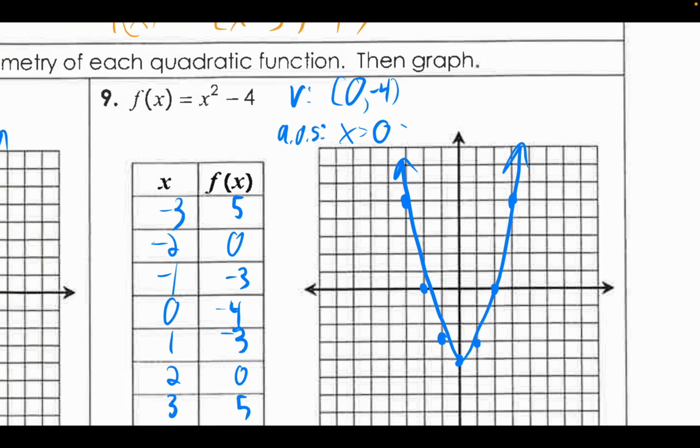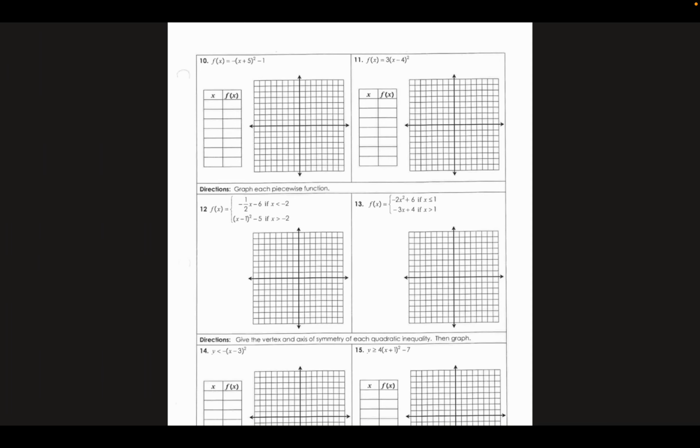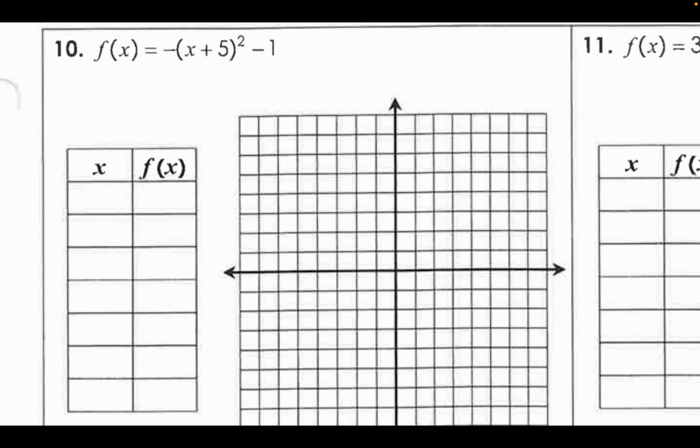Moving on. Number 10. Here we have a negative, so we do notice that it will reflect and open down. That doesn't affect our vertex or axis of symmetry at all, though. So the vertex is -5, -1, exactly what it says it is. And our axis of symmetry is always x equals this number, the x value of the vertex, -5. So in the middle here I have -5, -1, and I'm just going to do increasing and decreasing numbers from there.